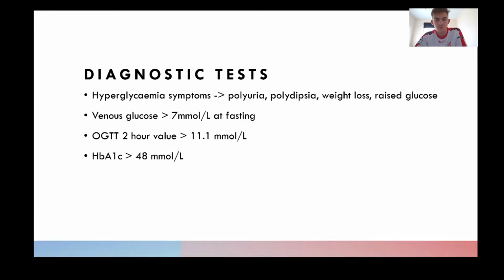And that can cause polyuria, which is excess peeing basically, polydipsia, weight loss, and raised glucose as well. So that's how it's characterized. You can do different tests to check this. We've got venous glucose at fasting, oral glucose tolerance test at 2 hours, and hemoglobin A1C, which we'll talk about later on. And that's a long-term marker of high glucose concentration.